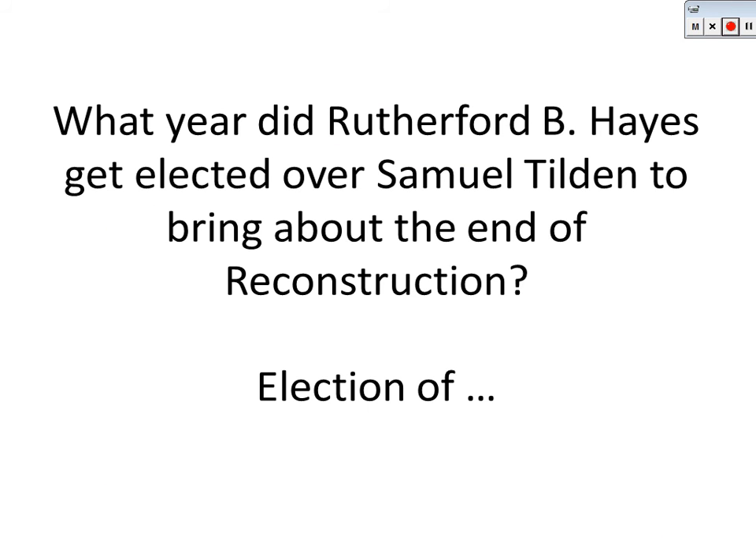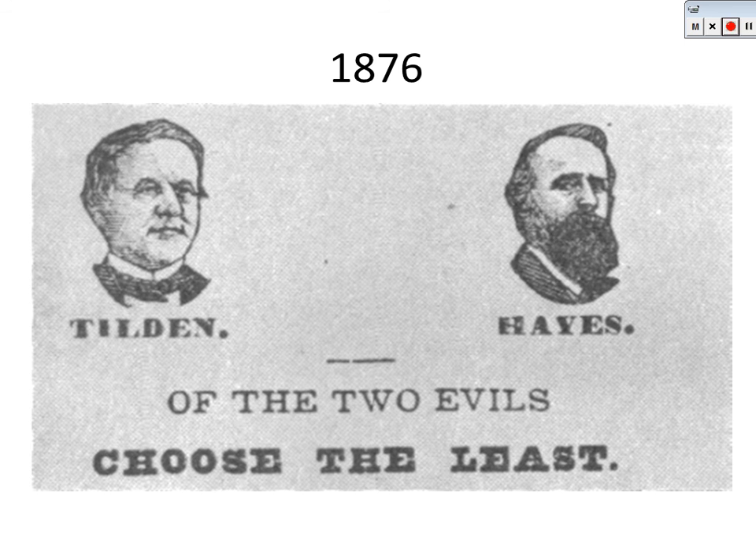What year did Rutherford B. Hayes, nicknamed Rutherfraud B. Hayes, get elected over Samuel Tilden to bring about the end of Reconstruction? The election of what year? Yes, good job. Election of 1876.